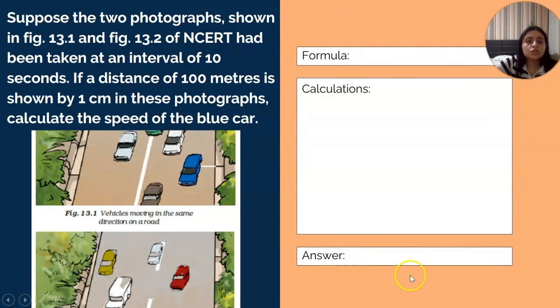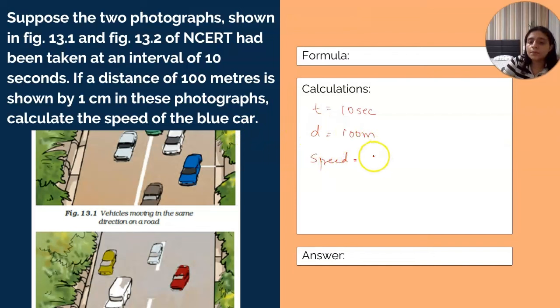Yeah. So this question states that suppose the two photographs shown in figure 13.1 and figure 13.2 of NCERT had been taken at an interval of 10 seconds. So the time is given, which is 10 seconds, right? And then if a distance of 100 meters is shown by 1 centimeter in these photographs, calculate the speed of the blue car. So since distance is given as 100 meters, you need to calculate the speed.